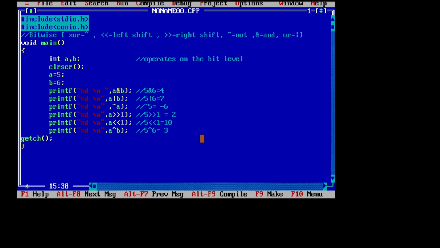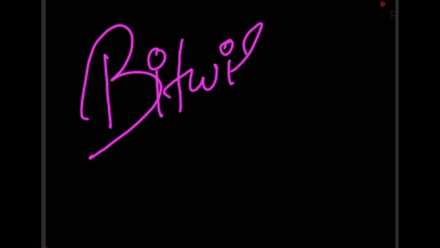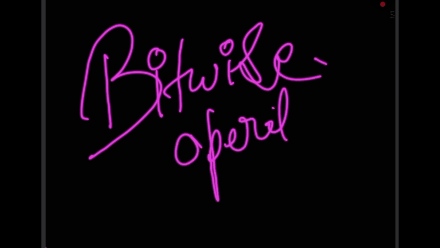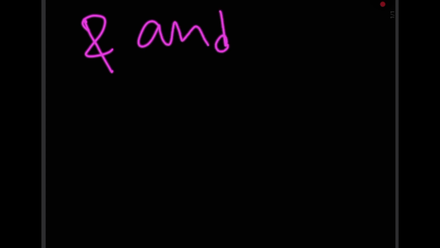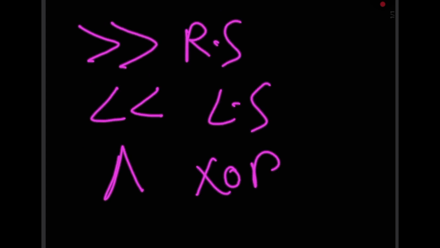So how is this working? Let's find it out. Bitwise operators. So these were and, or, not, right shift, left shift and XOR. So now let's do it theoretically for understanding it. So the first example was for AND, 5 and 6.